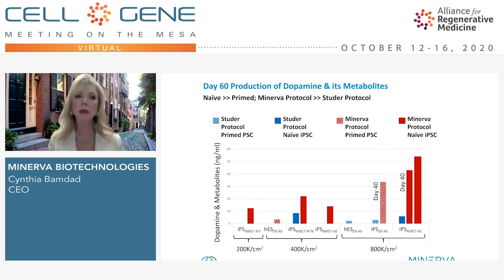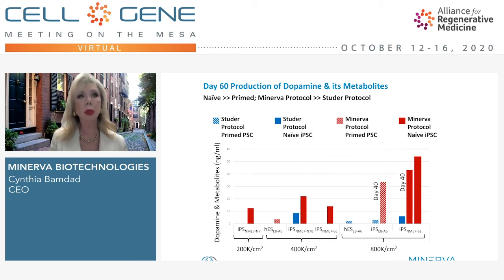And this is kind of a complicated slide, but if you look at the x-axis, we're plating different numbers of cells. On day 11 of this protocol, you move all the cells to a different surface. And so on day 11, we're plating either 200,000 cells per centimeter squared, 400,000, or 800,000. And all of the red bars show that it's the Minerva protocol that's being used. The blue bars are the Studer protocol. If it's a solid bar, then it used naive iPS cells.